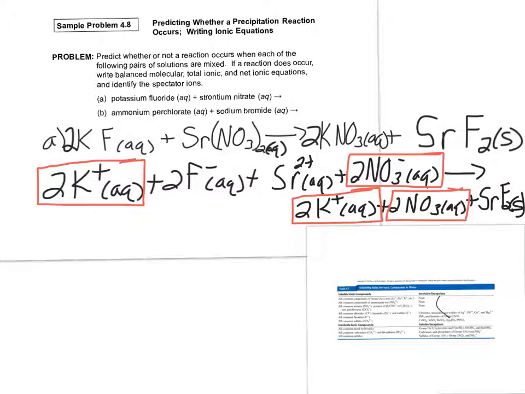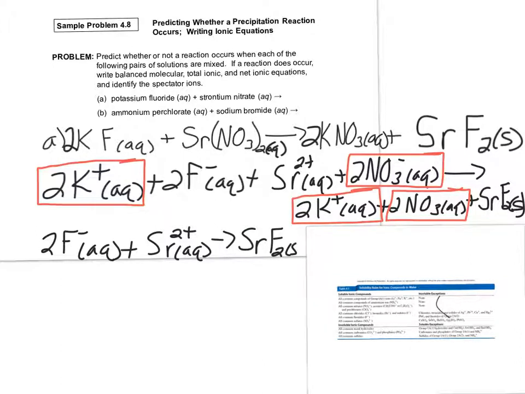So I've identified those. The next step is to write the net ionic equation, and that equation includes everything except for spectator ions. So I'm going to bring everything down from the total ionic that was not a spectator. So that's 2 fluorines plus strontium yields strontium fluoride. All right?